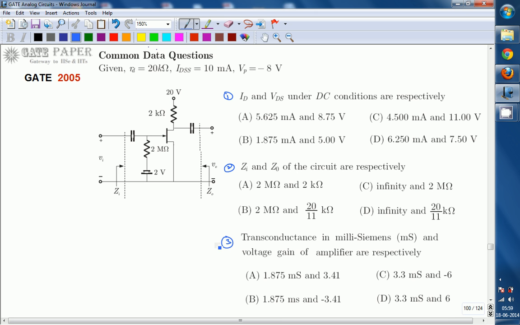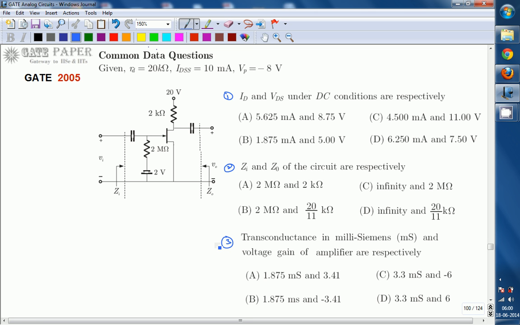Look at the circuit diagram given with JFET. For the given circuit, given rd is equal to 20 kilo ohms, where small rd is the internal drain resistance. IDSS, the drain to source saturation current, is the maximum drain current flowing from drain to source. IDSS is given as 10 milliamperes. Vp, the pinch-off voltage, is given as minus 8 volts.